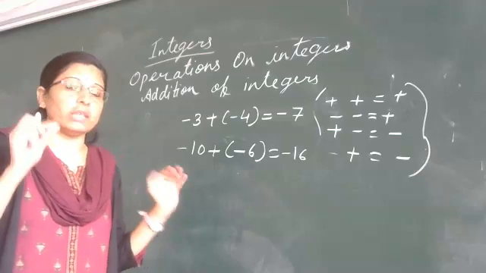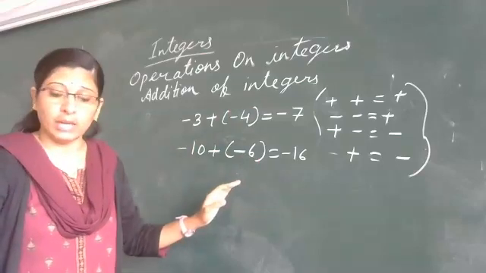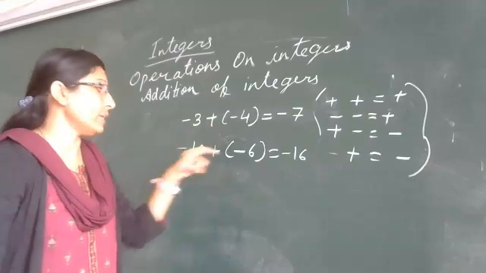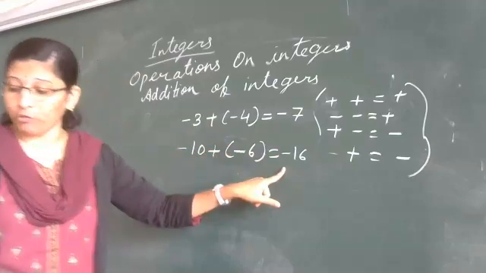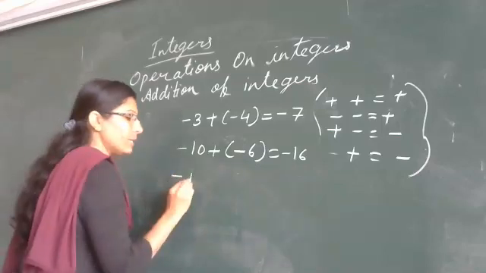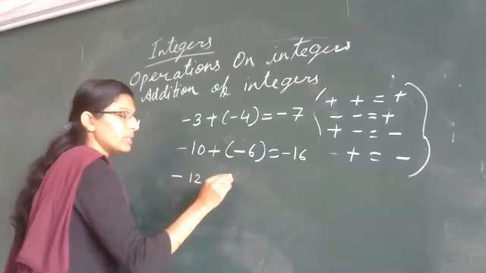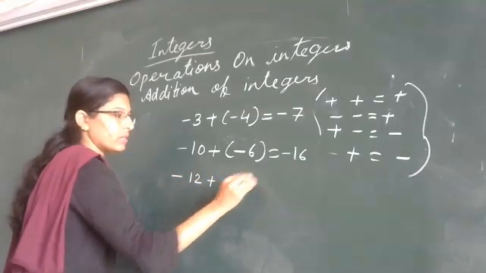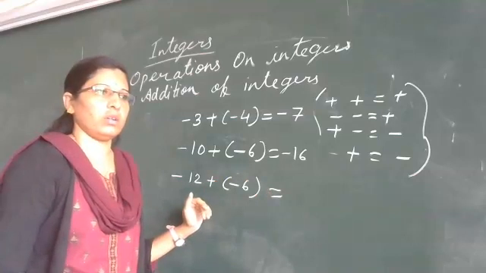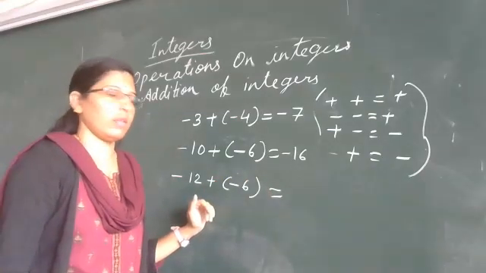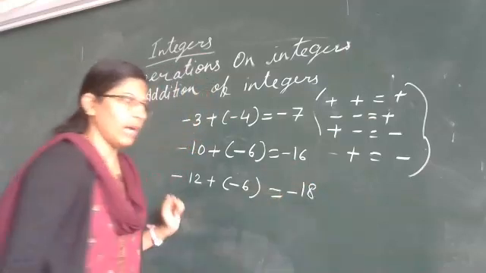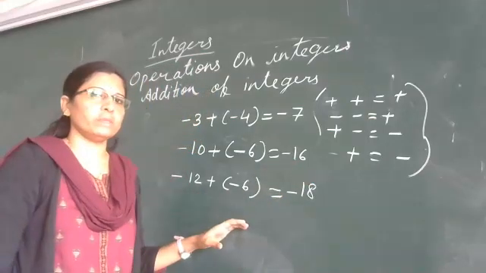Okay. So we will see one by one. First we are seeing addition of integers with same sign. These are having same sign. So you should do carefully. Okay. I'll ask you again. Minus 12 plus minus 6. Minus 18. Minus 18. Now you understood?